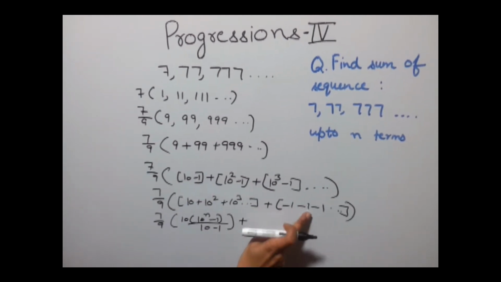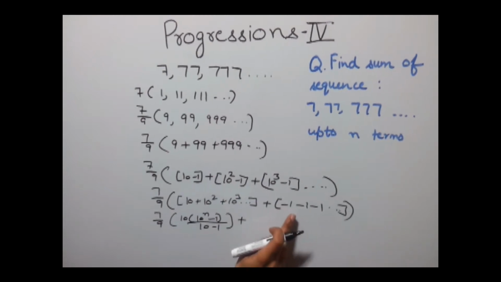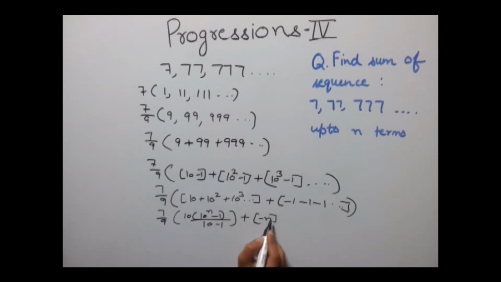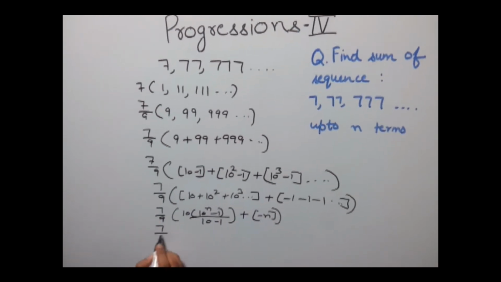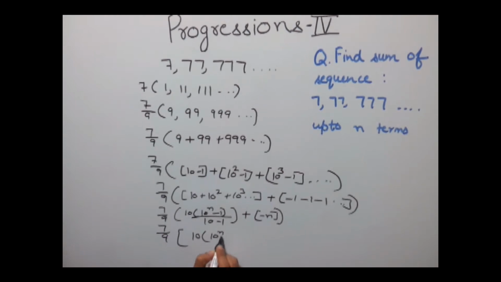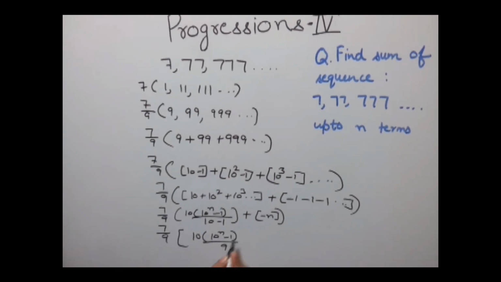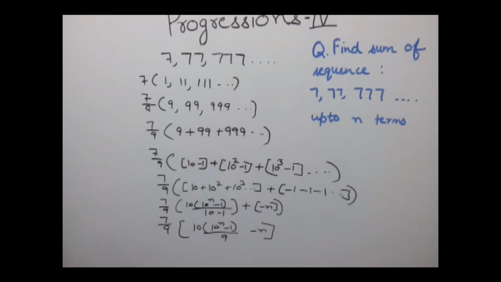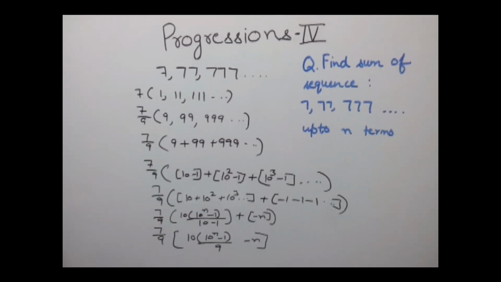In this series, these are all n terms, so we get minus 1 n times, which gives us minus n. As a result, we get 10 into 10 to the power n minus 1 upon 9, minus n, as the answer. Let's have another example.